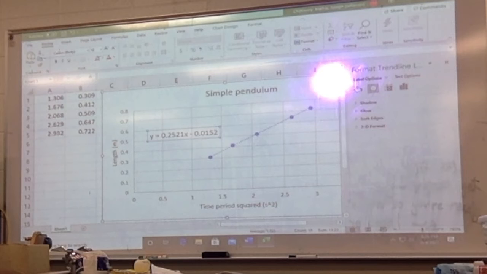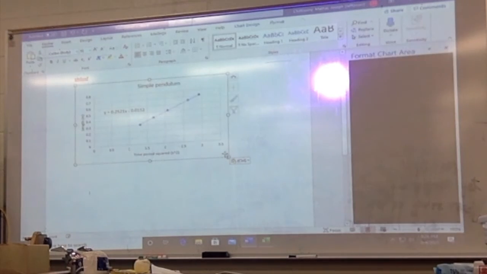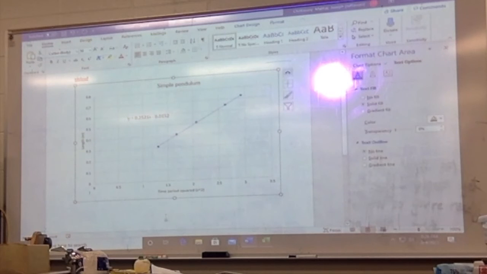Watch this. Go to an empty space. Right click. Copy. And then go to your Word document where you're typing. You're saying calculations, and then right click here and paste it. Boom. And your graph is there on the Word document. Whatever you did is there. Title is there, slope is there, everything is there perfectly. This is what you need.